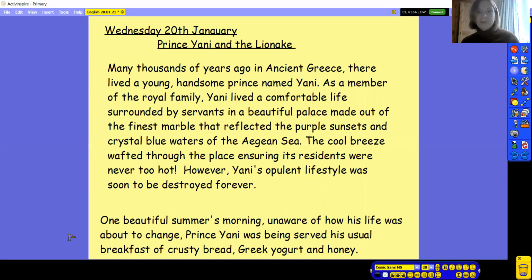Now this one here, okay, this is where I'm going to introduce a problem. All right, so this is what I'm thinking about doing here. So again, I've got a fronted adverbial to give the reader more of an idea of the place. So one beautiful summer's morning, and time actually. Okay, so that's my fronted adverbial.